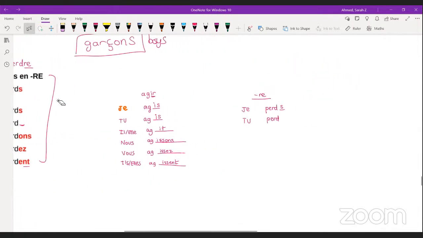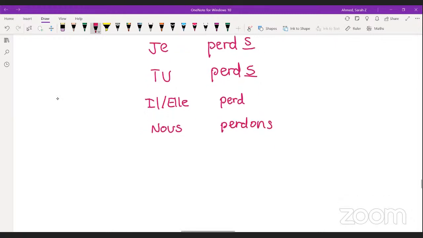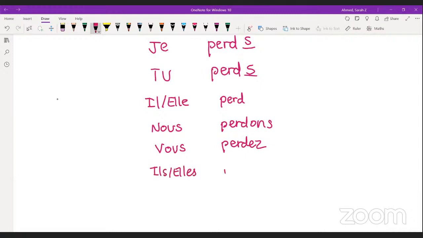For tu, what's the ending? S, very good. Il, elle, this one's special: nothing. So it remains perd. Then nous, perdons, very good. Vous, perdez. And ils, elles, perdent. Excellent. Okay, that's good practice.